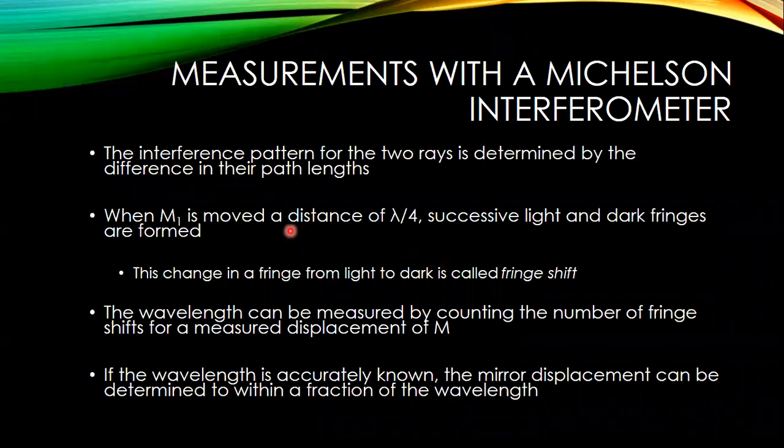So again, when we move M1, the movable mirror, 1/4 of a wavelength, we go from a light fringe to a dark fringe, or a dark fringe to a light fringe. So we can effectively measure the wavelength of light this way. Alternatively, because the speed of light is equal to the wavelength times the frequency, we could use this to measure the speed of light if we knew the frequency of the wave, and we're able to measure the wavelength using the interferometer.